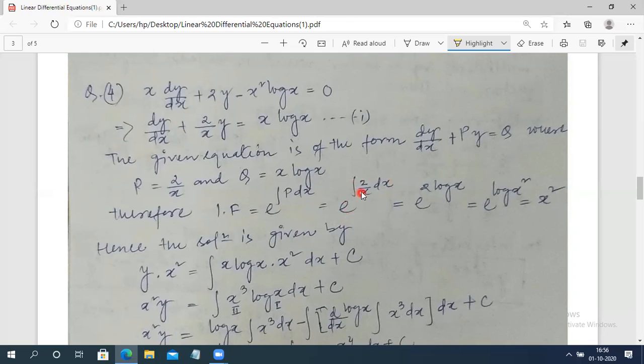And what is the value of this integration? 2 will come outside, and the integration of 1/x dx is only log x. And this e^(2 log x) can be written as e^(log x²), and e^(log x²) is nothing but x² only.